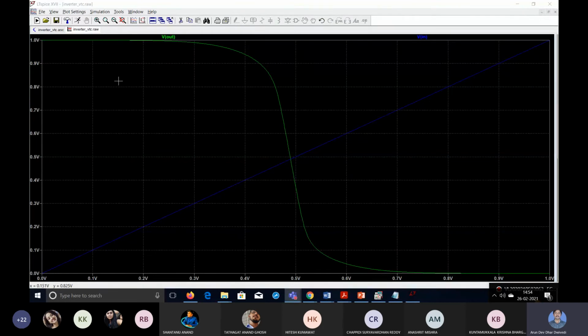This is perfect, very good in the sense that the plot is swinging between 0 volt and 1 volt. In the CMOS inverter, it swings from 0 volt to VDD. So this is perfect. Also this is the blue line.